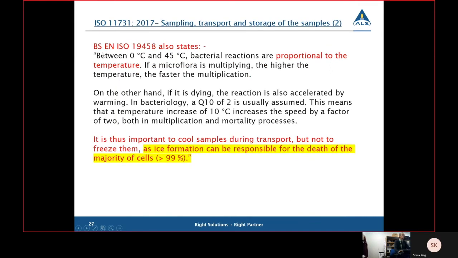Now, ISO 19458 also states that between 0 and 45 degrees, bacterial reactions are proportional to the temperature. So if microflora is multiplying, the higher the temperature, the faster the multiplication. On the other hand, if it's dying, it's accelerating. The reaction is also accelerated by warming, but it is also important to realize if you ever freeze them, ice formation could be responsible for the death of the majority of the cells, greater than 99%. So temperature, all I'm trying to say here is that temperature control is crucial.